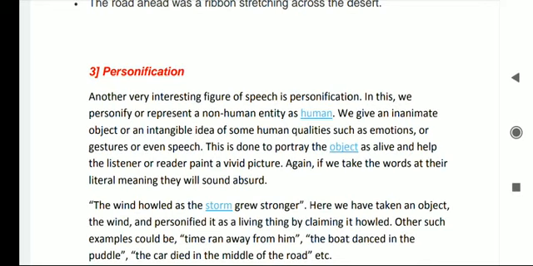We give an inanimate object or an intangible idea some human qualities such as emotions or gestures or even speech. This is done to portray the object as alive and help the listeners or readers paint a vivid picture. Again, if we take the words at their literal meaning, they will sound absurd.